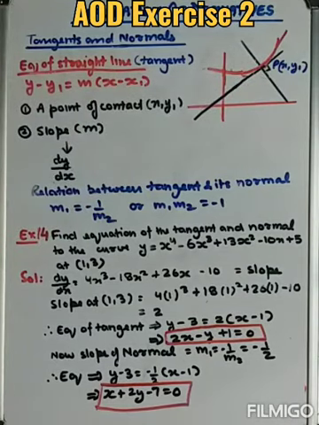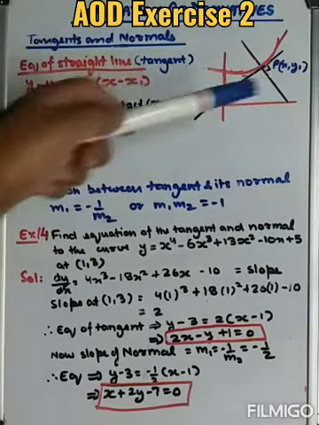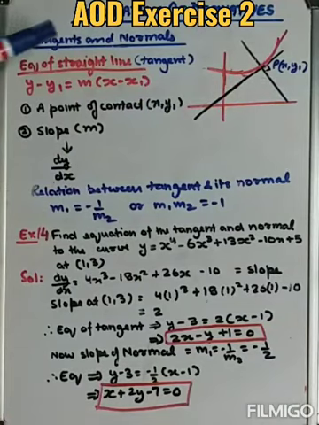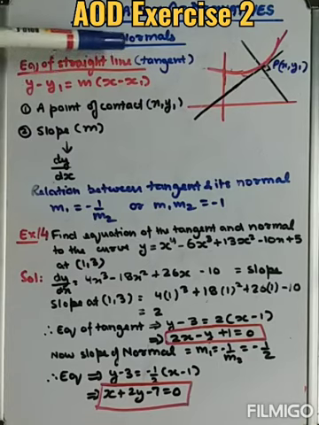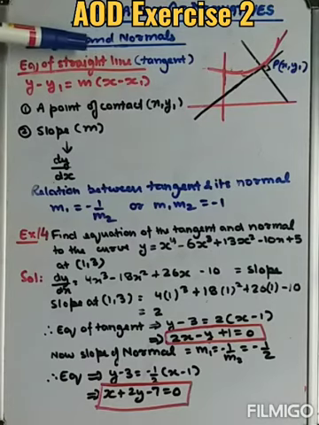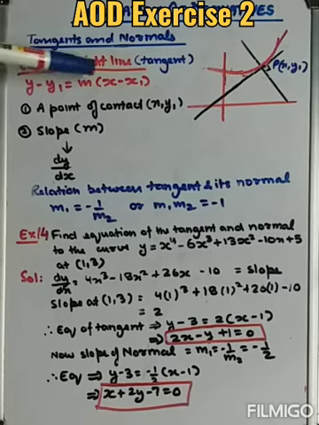point. Since the tangent and normal both are a straight line, and we know how to find the equation of a straight line, this we have done in class 10th. Equation of straight line, because tangent is also a straight line.